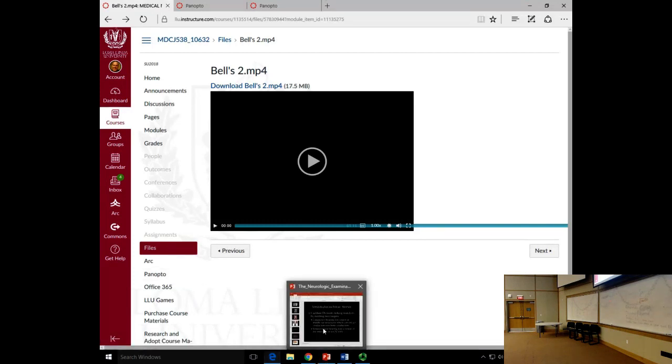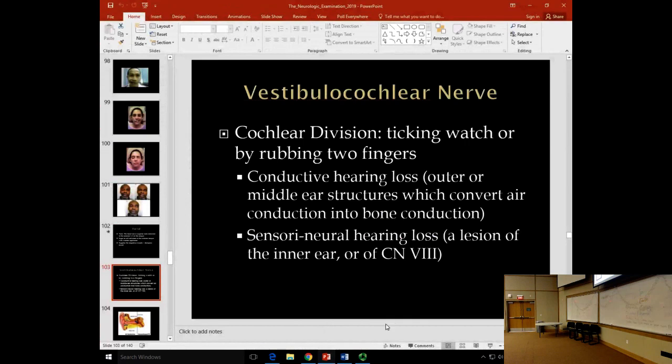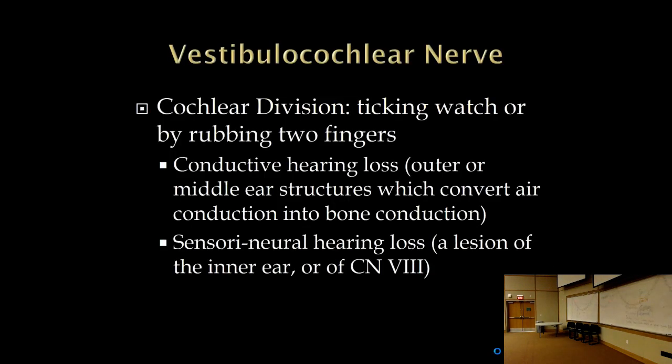All right, any questions there about Bell's palsy? Yes? What causes it? We'll get into that. Bell's palsy is kind of complex, so we'll definitely talk more about that.